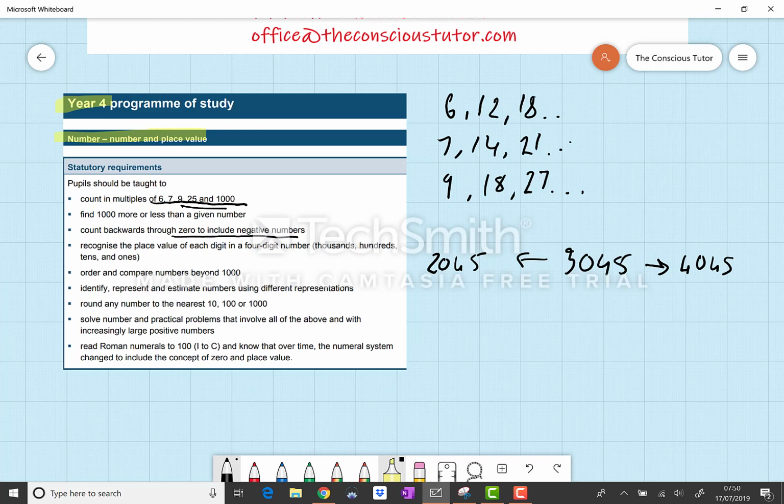The third objective is to be able to count through and back through 0 into negative numbers. So -1, -2, -3, but also in larger steps. It's important that children get to see negative numbers in horizontal and vertical formats.